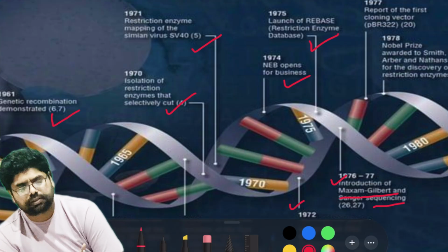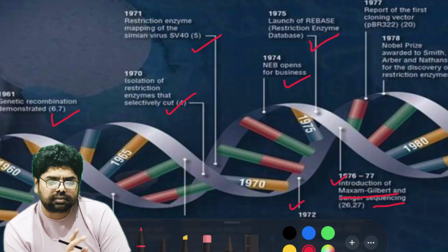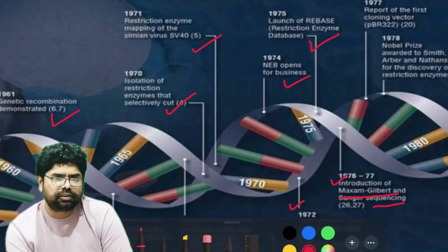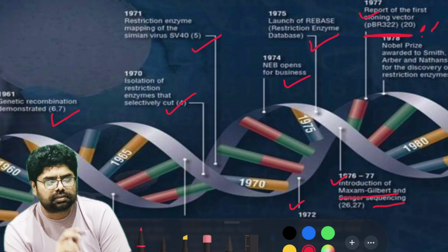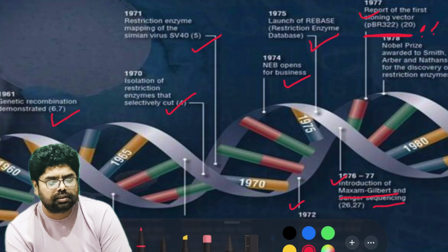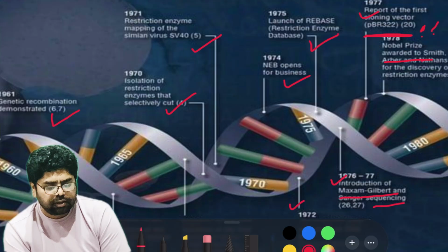I have already discussed the Maxam-Gilbert sequencing method in my DNA sequencing methods video. If you have not watched that video, kindly go and watch it. You will have a very good understanding of the Maxam-Gilbert method. In 1977, report of the first cloning vector, that is pBR322, that we have already discussed. And tell me about its selectable markers in the comment section.